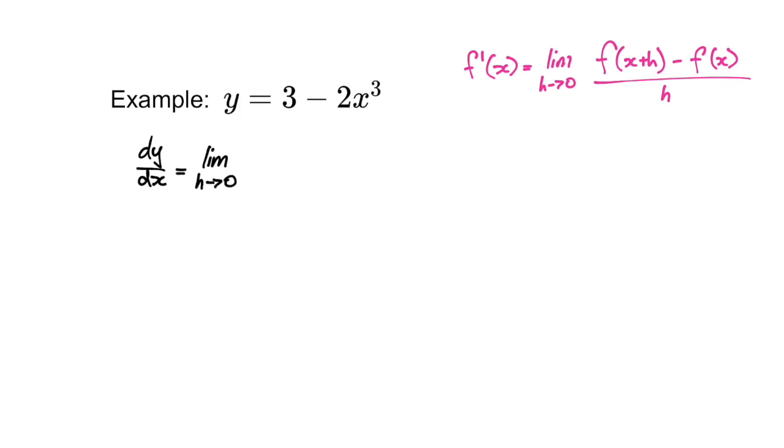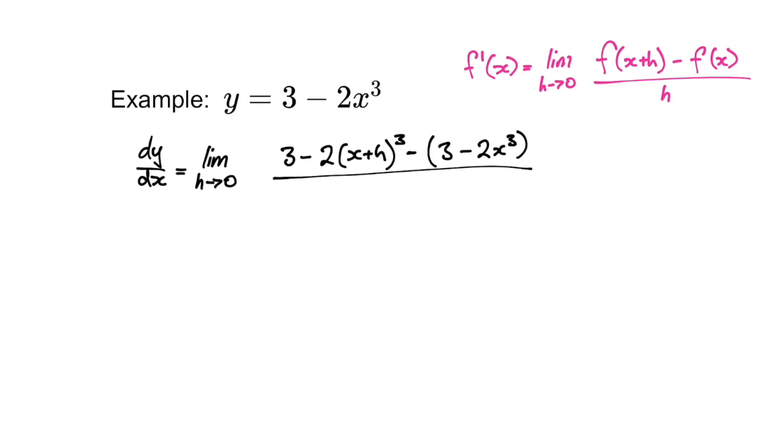So now we've got to put our value of f of x plus h as our function in here. Wherever there is an x, we put in an x plus h. So that gives us 3 minus 2 outside of x plus h. Now all of that is cubed. Now we add our minus in from our function, and then we add just our function value in. So that's our 3 minus 2x cubed all over h.